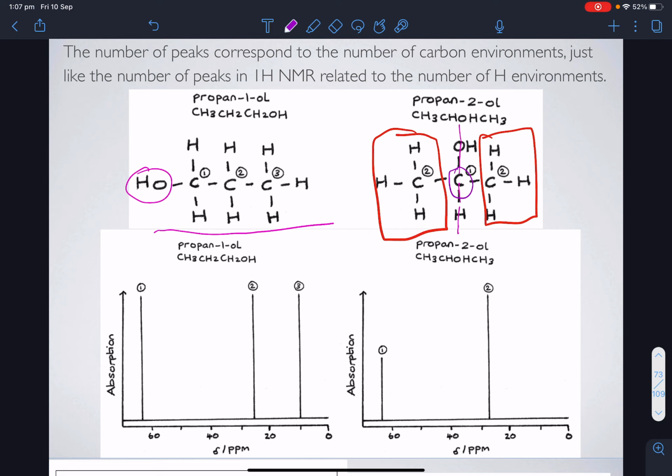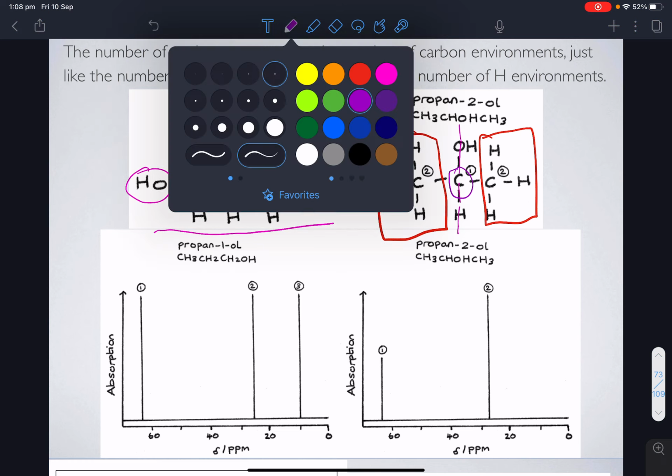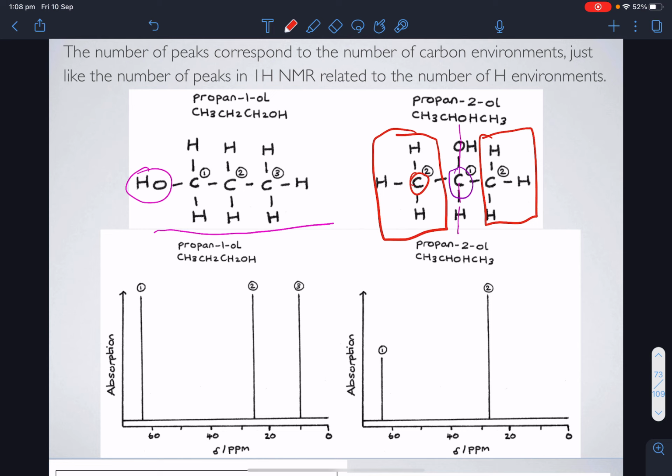The one on the left has 3 carbon environments, so 3 peaks, 1, 2, 3, like they've got there underneath. And the propan-2-ol, because of the symmetry, those 2 carbons of the CH3 can be interchanged, not the hydrogens. So they're the same carbon environment, and we've got 2 peaks there, okay?